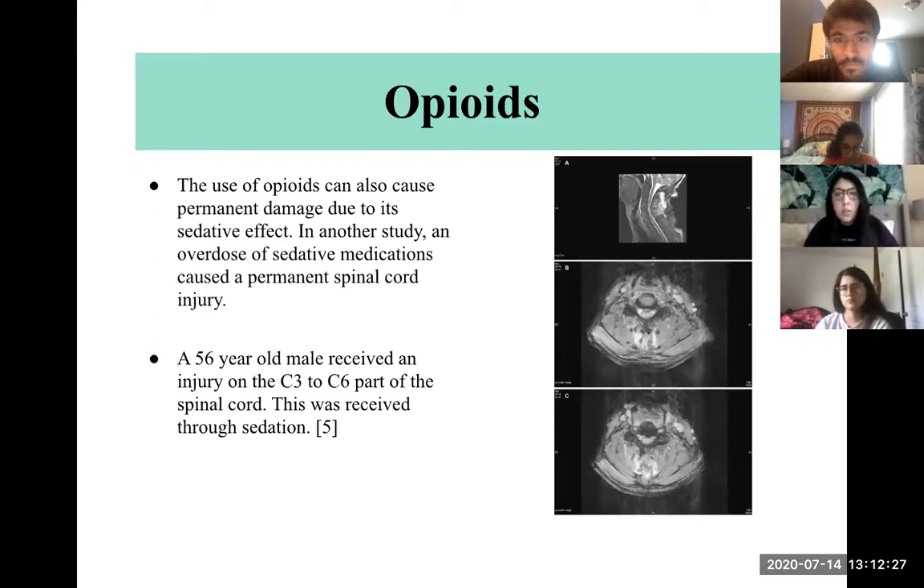Opioids can actually cause permanent damage as well due to their sedative effect. In another study, an overdose on sedative medications caused a permanent spinal cord injury. As you can see in the x-ray scan, her bone just completely caved in. And this happened again: a 56-year-old man received an injury on the C3 through C6 part of his spinal cord, and this was received again through sedation. So you might not think opioids have an effect on bones, but they really do, and they can cause bone weakening and damage and overall paralysis in people.